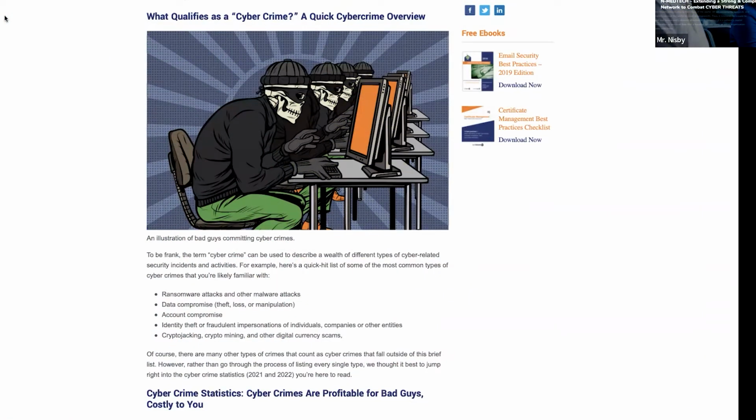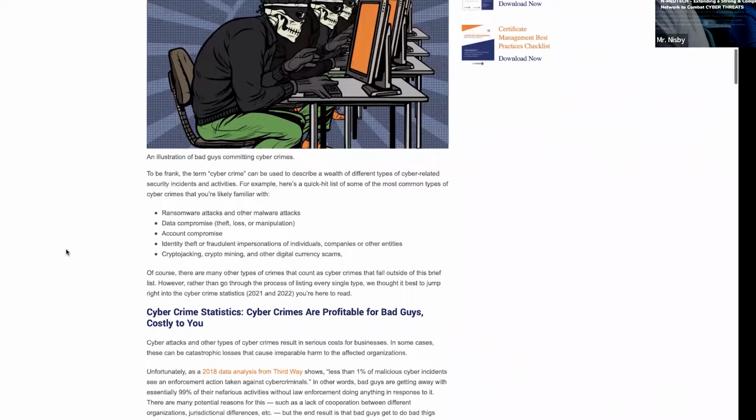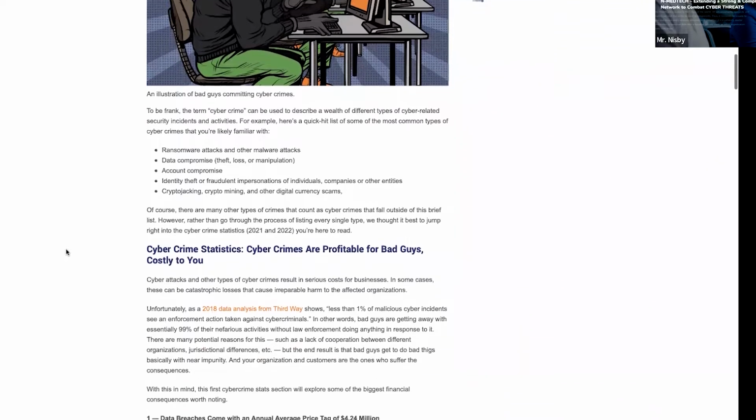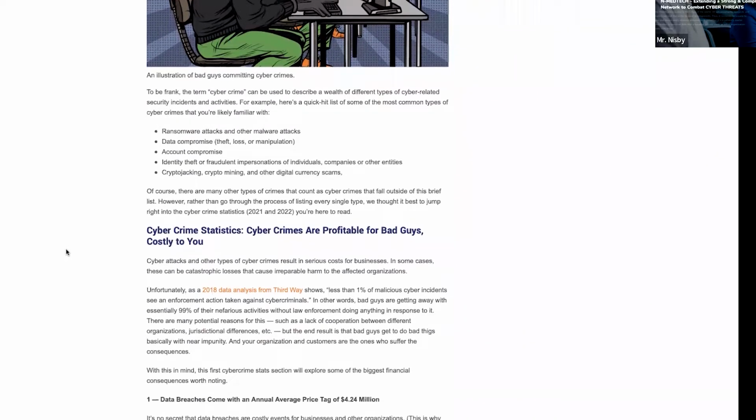This is from the SSLstore.com. Here's an illustration of bad guys committing cybercrimes, and this is a writing from their website. To be frank, the term cybercrime can be used to describe a wealth of different types of cyber-related security incidents and activities. For example, here's a quick hit list of some of the most common types of cybercrimes that you're familiar with.